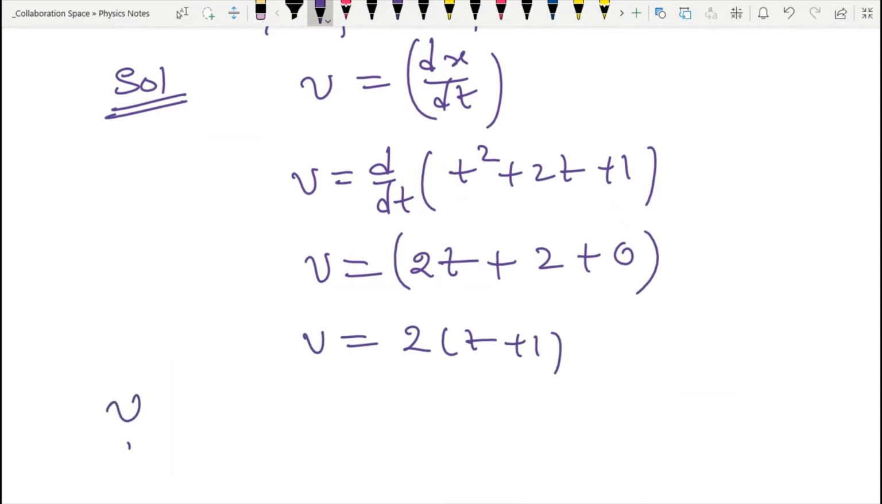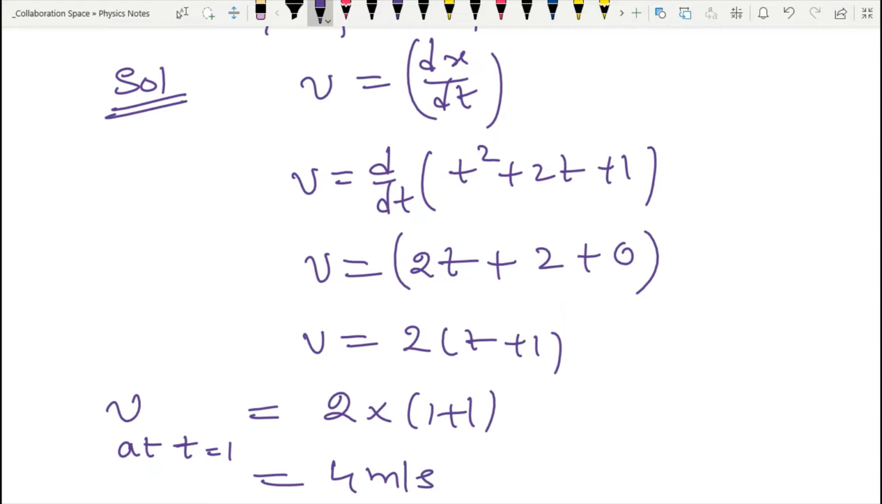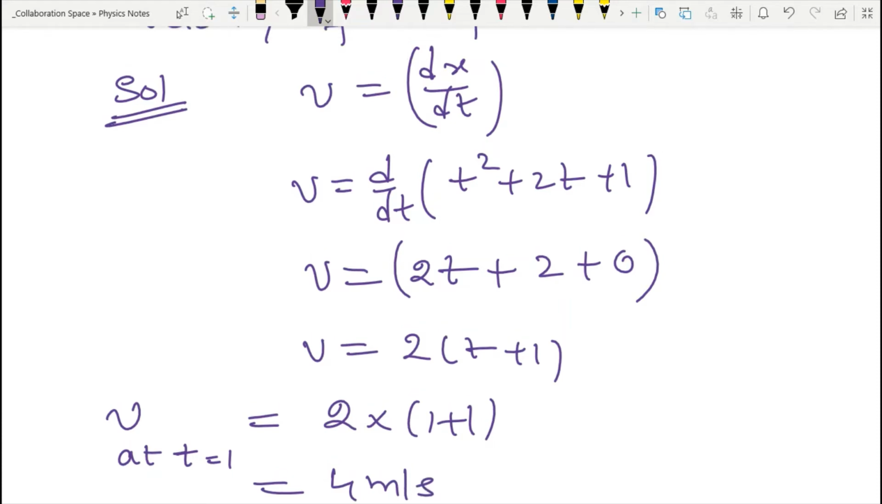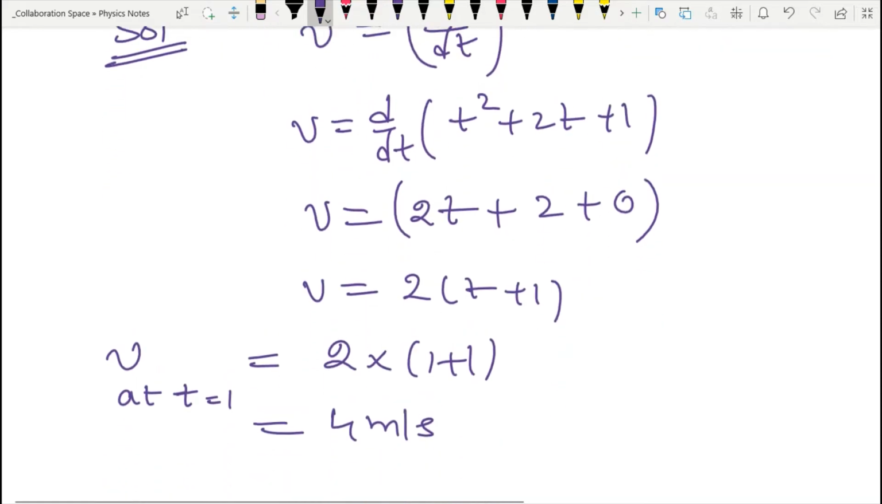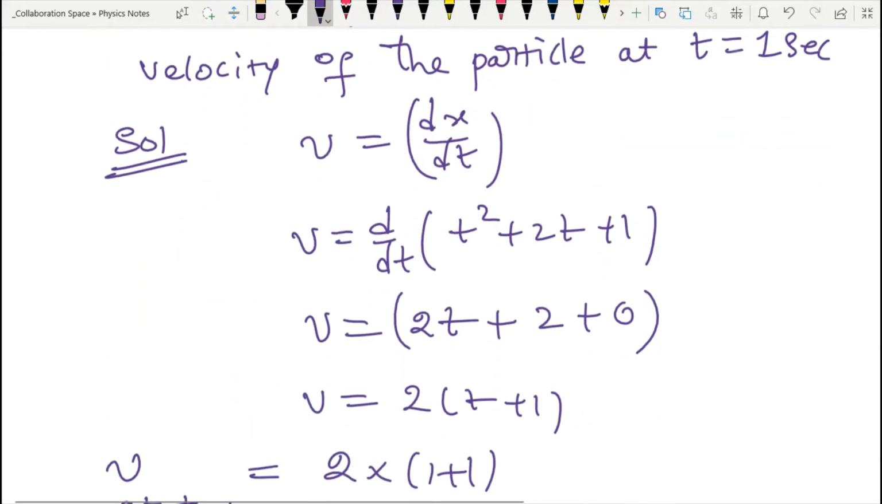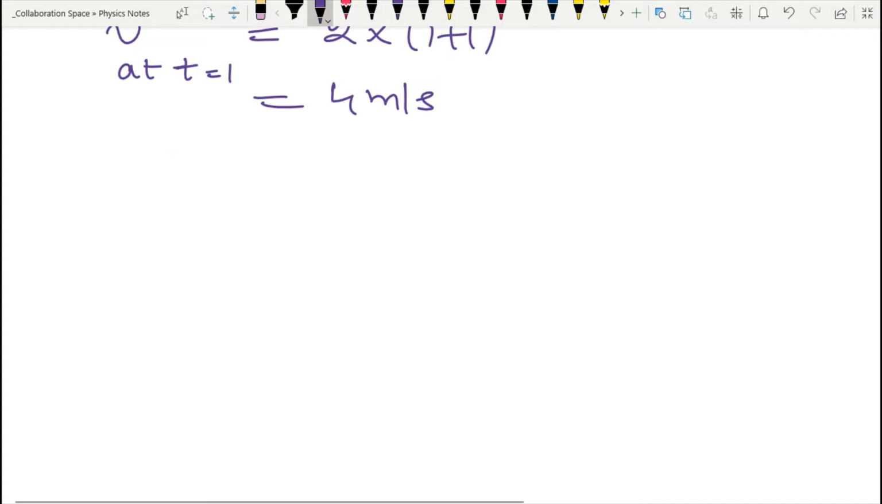They are asking velocity at t is equal to 1 second. You put t is equal to 1 here. So 2 into 1 plus 2, you are getting 4 meter per second is the velocity. Is it clear or not? Yes, sir. In this manner we can easily calculate the velocity of the particle. So now let us see the next example.